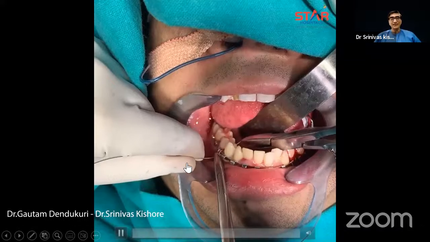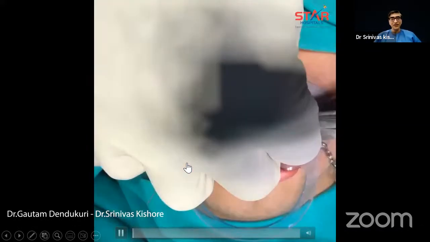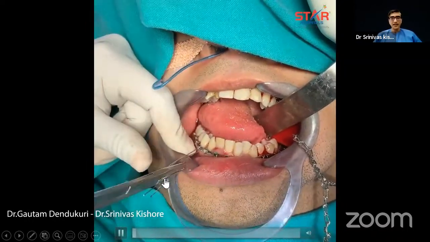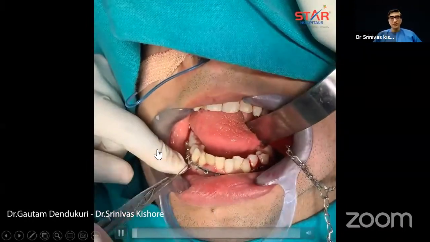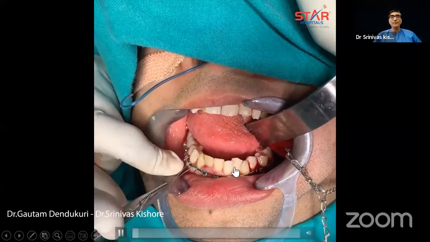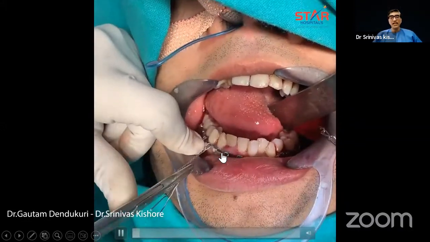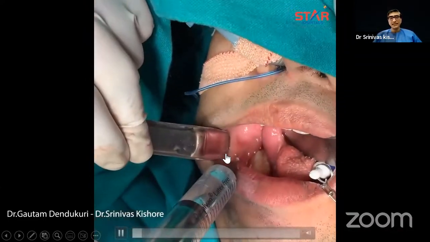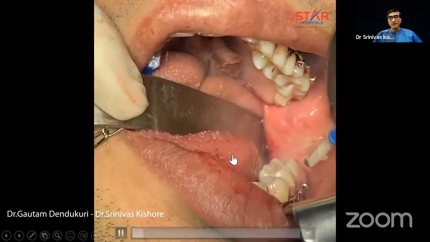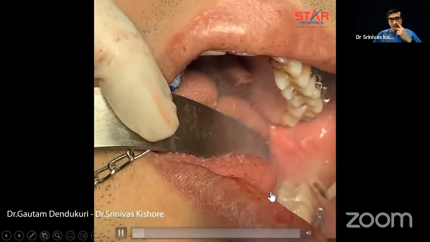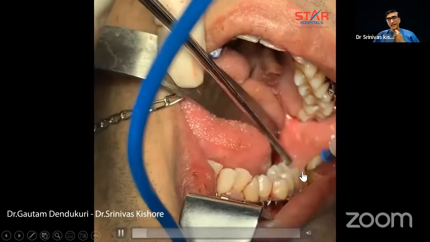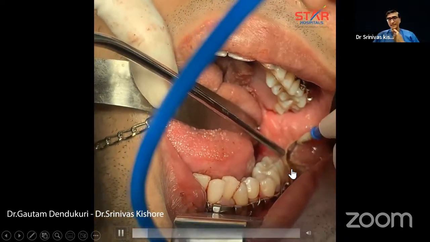And I'll just run this particular video for you. This is MMA for those of you who... So this is the first step of MMA, wherein you put the arch bars. And now we are doing the incision for the mandible, and you're exposing the ramus.